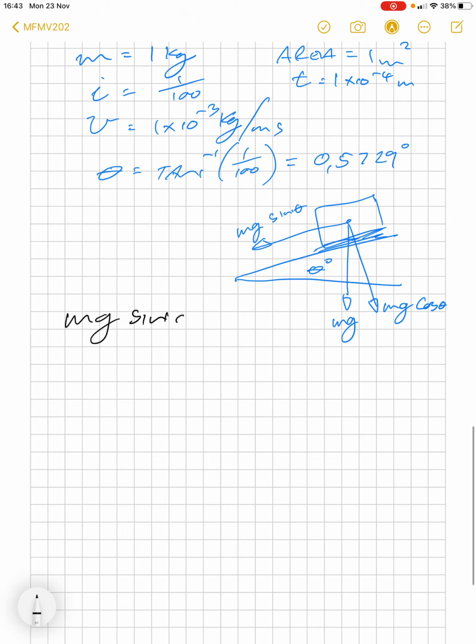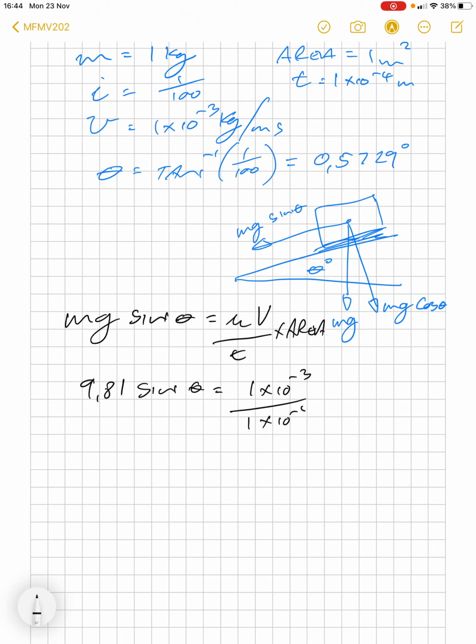Alright, so mg sine theta is equal to mu v over t times area, so 9.81 sine theta is equal to 1 times 10 to the minus 3 over 1 times 10 to the minus 4 times v times 1. So that leaves us with a velocity of 0.00989 meters per second. And that is the end of the problem.